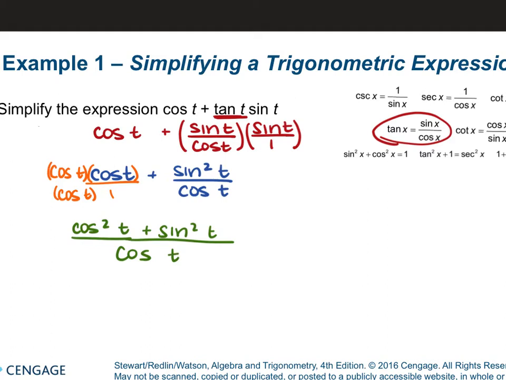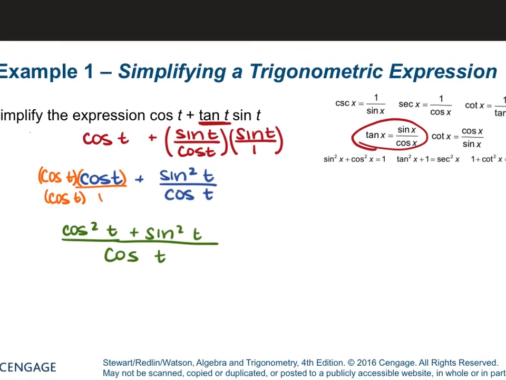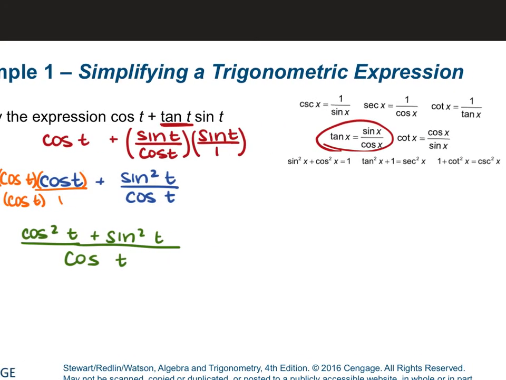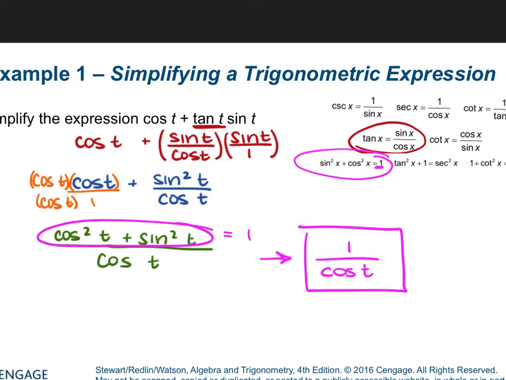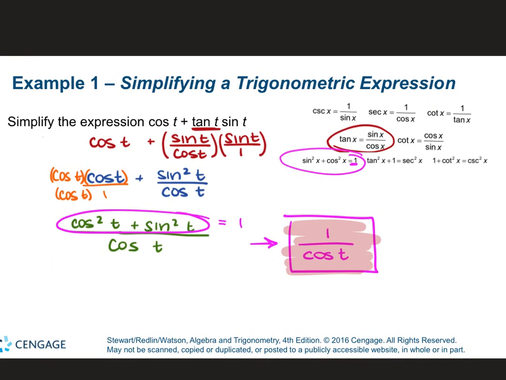From here, look at your Pythagorean identities. Cosine squared t plus sine squared t. Cosine squared x plus sine squared x, what is it equal to? It's equal to 1. So change that out. This whole thing here is equal to 1. So this is giving us 1 over cosine t. This is your answer. This is the simplest form of the expression that's given to you of cosine t plus tangent t times sine t.